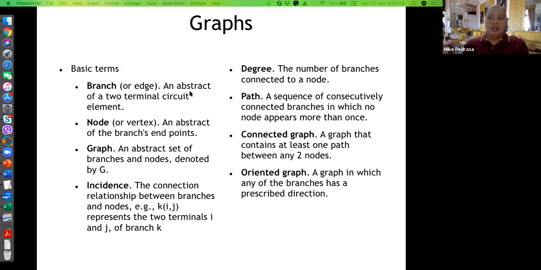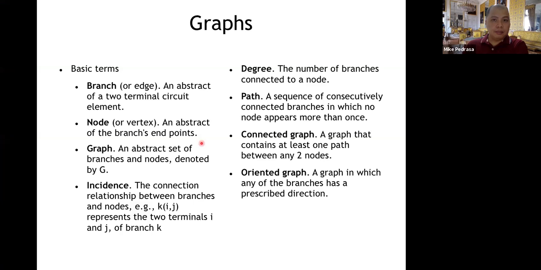Okay, so that network can be represented by a graph, and the graph has these components. Okay, it has branches, it has nodes. Okay, and then we can specify the degree of the graph, okay? The path, we can specify paths. We can define if that graph is connected or oriented, okay? Anyway, I'll just go through this, okay? One at a time, okay?